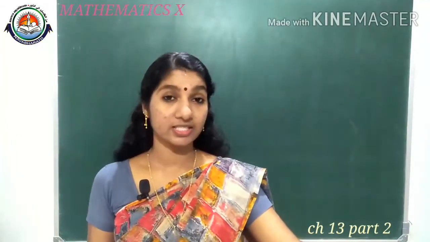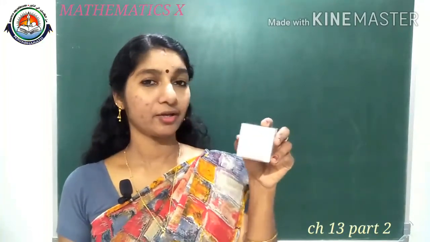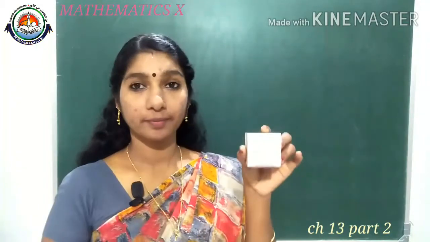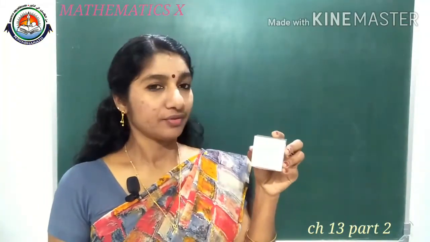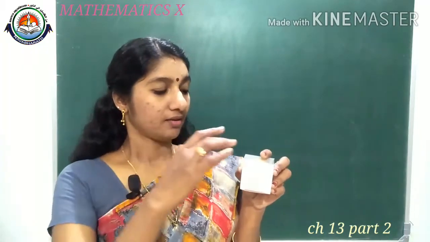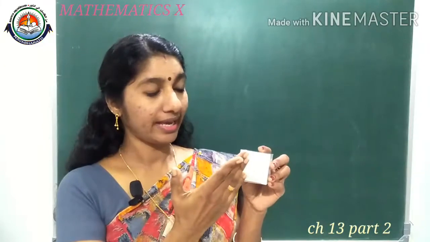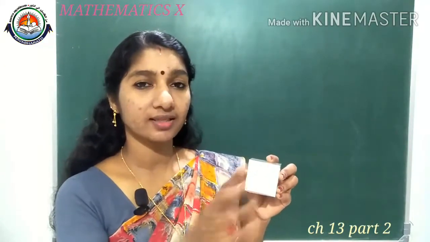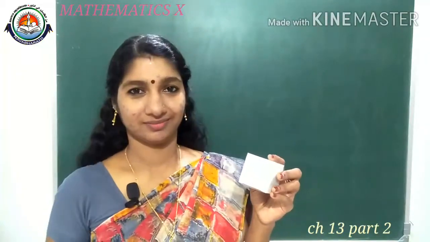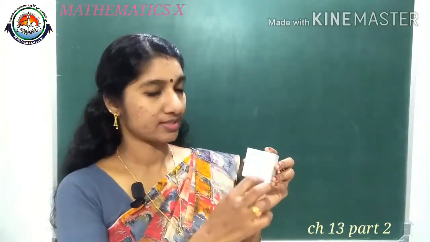It's given in our textbook, one question is given like this. A cubical wooden block, that means a cube shaped wooden block, from one face of this cubical wooden block, a hemispherical depression is cut out. That means it's scooped out. A hemispherical portion from one side.